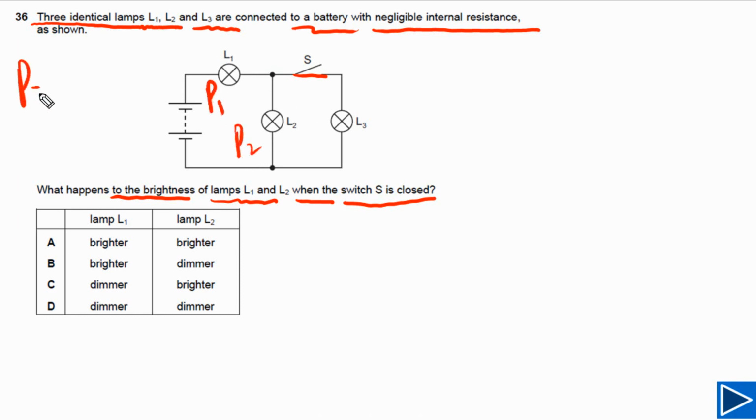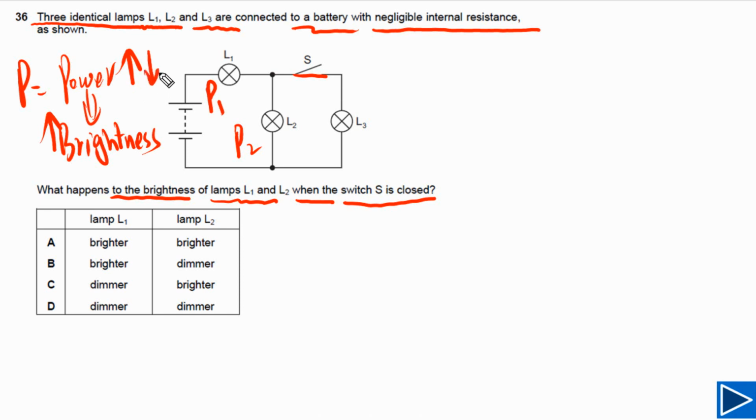As we understand, P here is for power, and the power is linked with brightness. The higher the power, the brighter the bulb, and vice versa is also true. If the power is greater, the brightness will be greater, and if the power is lower, the brightness will also be lower. Let's try to answer this question now.